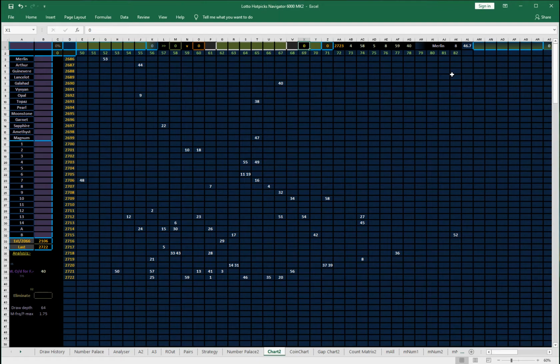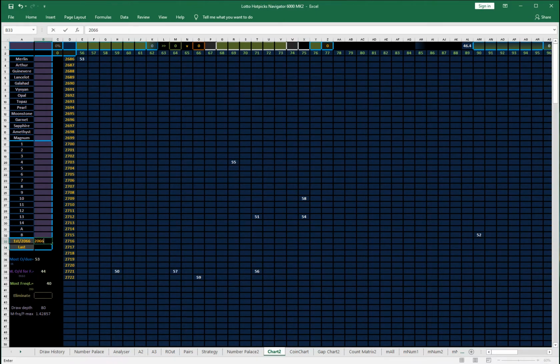Come out of analysis mode. So select that, select that, and delete them all, because they're all wrong. If I change that to what it should be, then what we should find is that we're looking at a draw depth of 40.